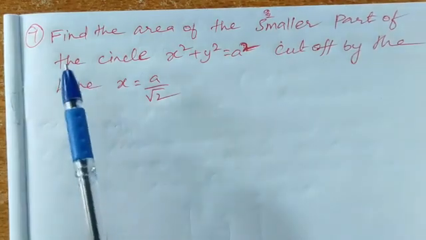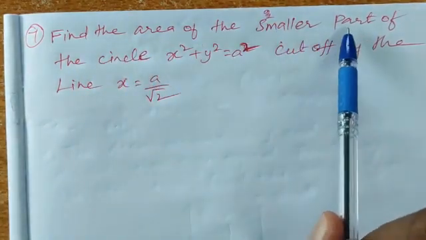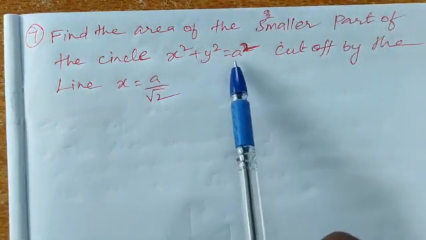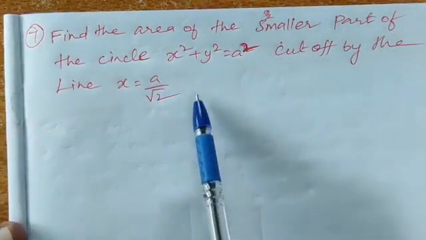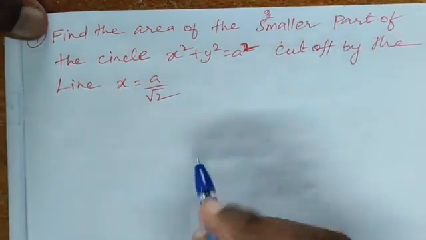Next question, question number 7. Find the area of the smaller part of the circle x square plus y square is equal to a square, cut off by the line x is equal to a by root 2.